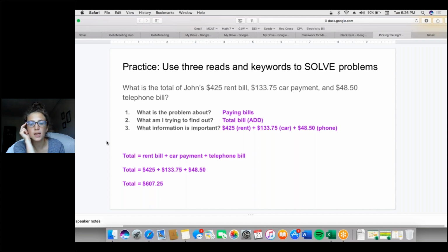If you can write a math word problem into words and then turn it into numbers, then you'll make sure that everything's lining up, that we're using numbers the way that they should. For example, it would be incorrect if I said the total bill was $425 just because I saw that number. But in all, I identified my keyword as total. I did my 3 reads. Now I know that I'm adding. I add the 3 together, and I find that it's $607.25.